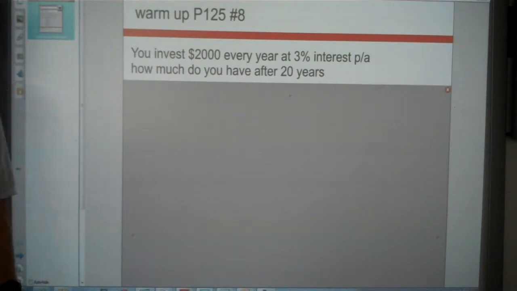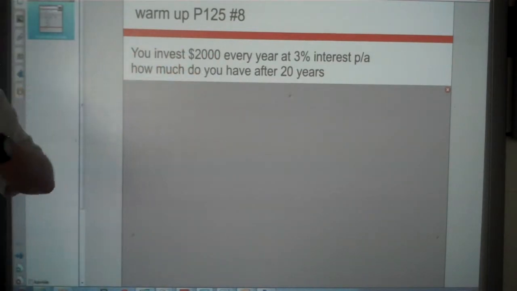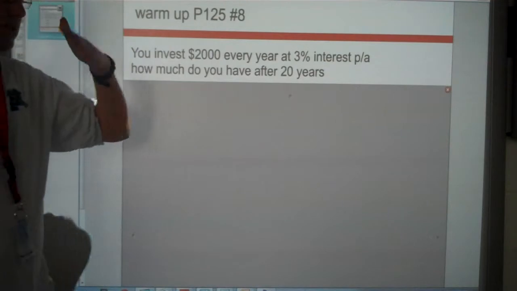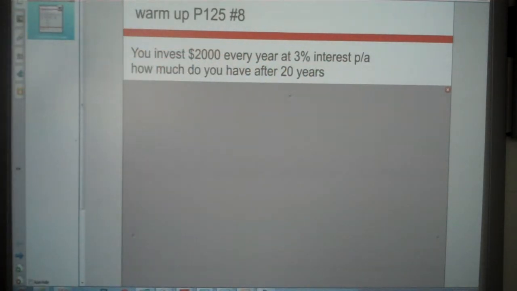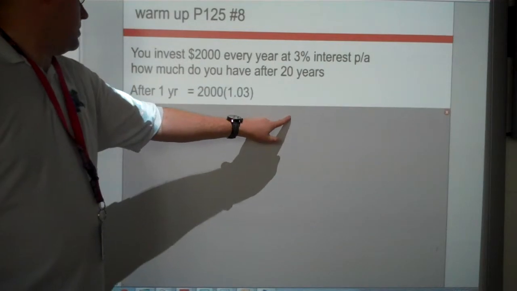Now, we talked about this in the very first lesson and said we would come back to this question when we talked about the possibility of having a college fund, perhaps. So, rather than just investing $2,000 and then leaving it, what happens if we invest $2,000 every year and then look to see what happens after 20 years? So, first of all, let's look at the problem.